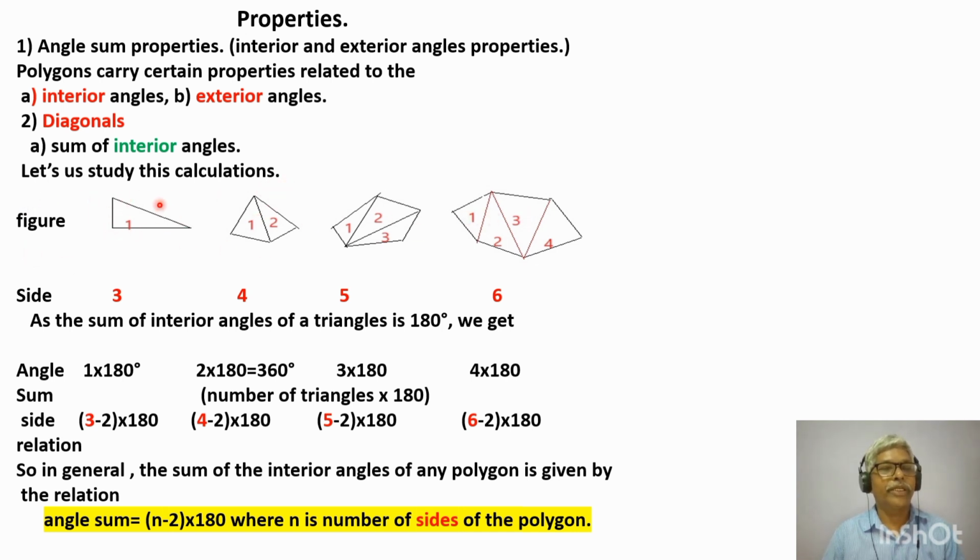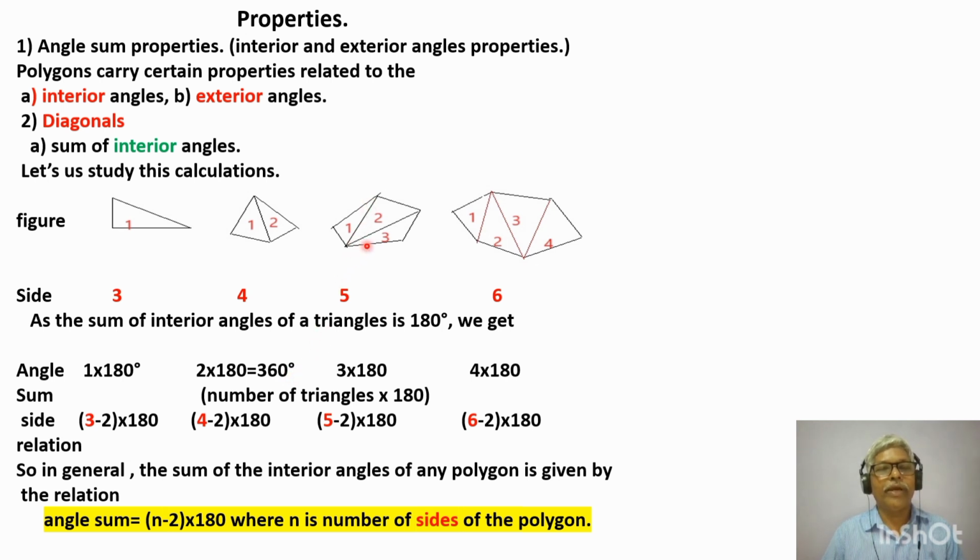This is a triangle. This is a four-sided quadrilateral. This is a polygon having 5 sides. This is having 6 sides. So I am representing here 3 sides, 4 sides, 5 sides, 6 sides. You see this is a triangle, so the sum of the angles is 180. So the angle sum is 1 into 180. How many triangles? 1 into 180. If you draw this line, this will be divided into two triangles. So 2 into 180 is 360. Very easy.